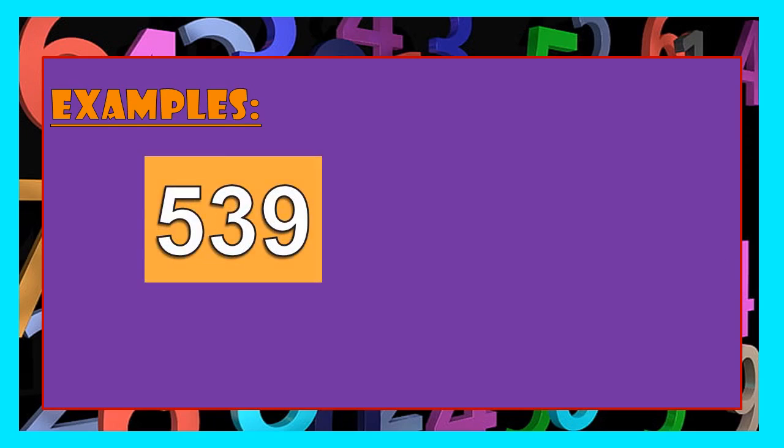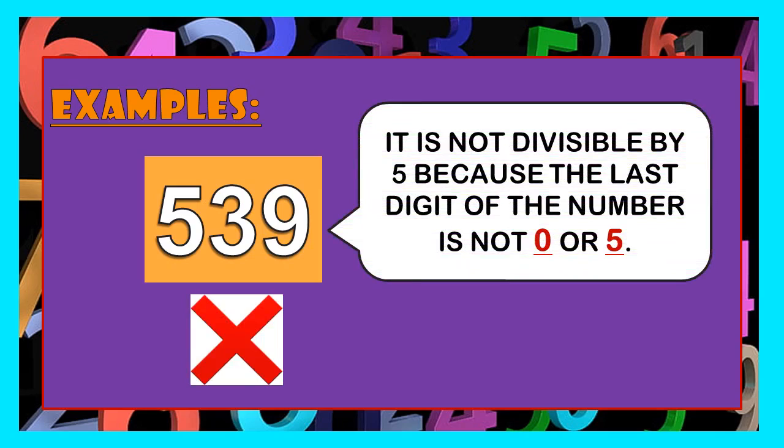Another example, 539. Divisible ba sa 5? Hindi. Hindi siya divisible by 5. Bakit? It is not divisible by 5 because the last digit of the number is not 0 or 5. So, kasi hindi siya nagtatapos sa digit na 5 o kaya 0. So, nangangahulugan na ang number na 539 ay hindi pwedeng i-divide sa 5 ng pantay-pantay. So, hindi siya divisible sa 5.